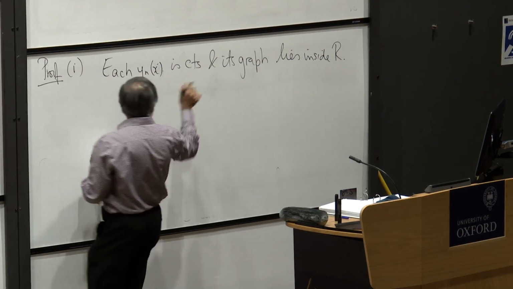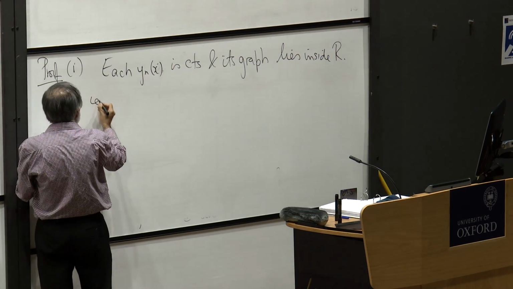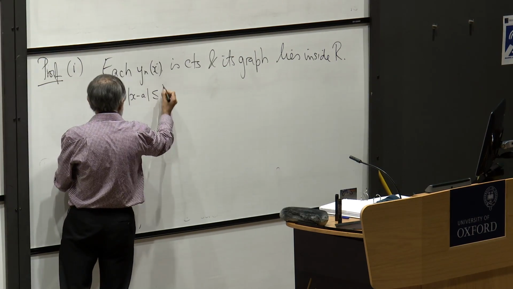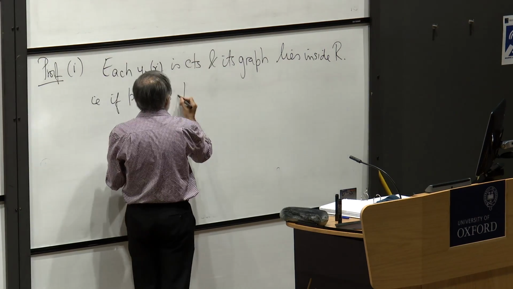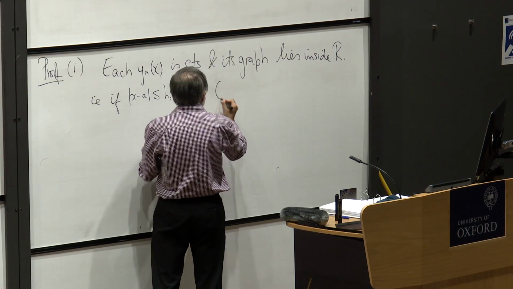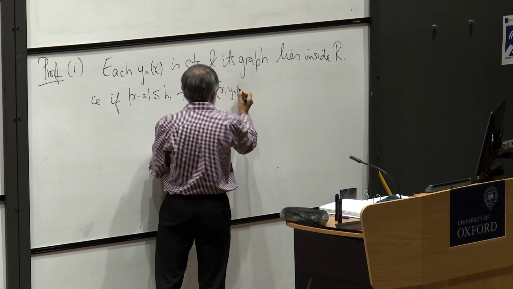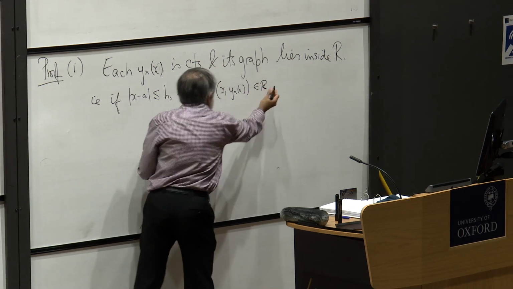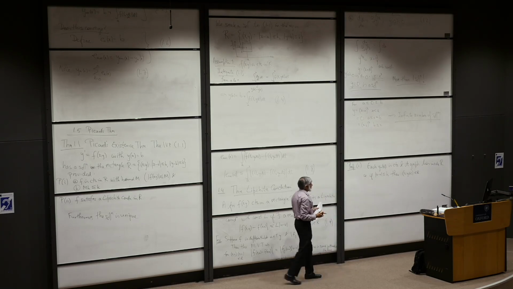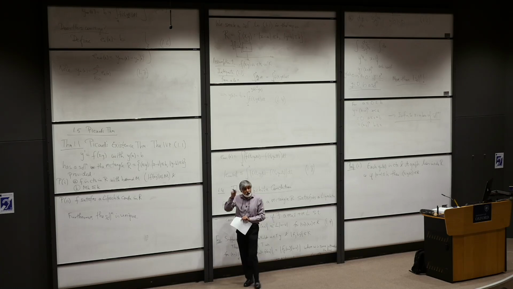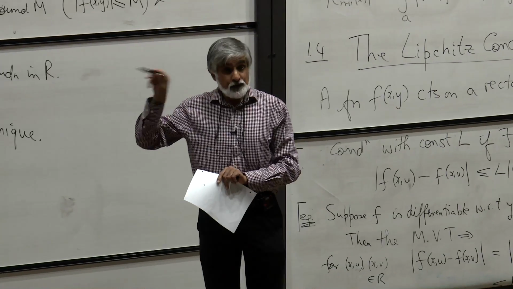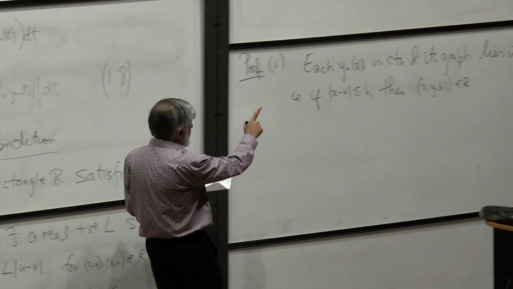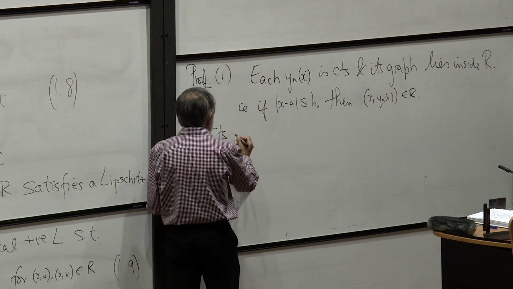And to know what that means precisely, it means that if mod of x minus a is less than or equal to h, then yn of x is an element of R. Or another way of putting that, that means mod of yn minus b is less than or equal to k, right? So is it continuous? Well, that's obvious.